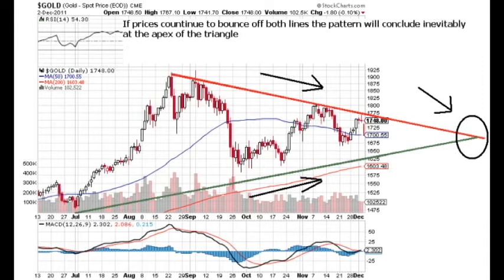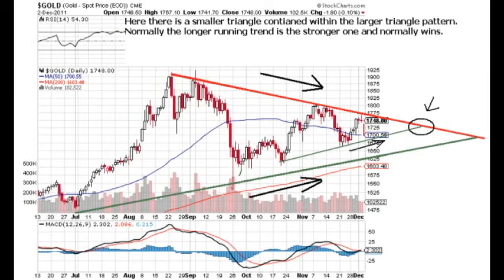In the event prices continue to just bounce between the two trend lines, between the support that's outlined in green and the resistance that's outlined in red, then prices will inevitably break through one of the trend lines at the apex of the triangle. So therefore, as of now, you have a triangle contained within another triangle.